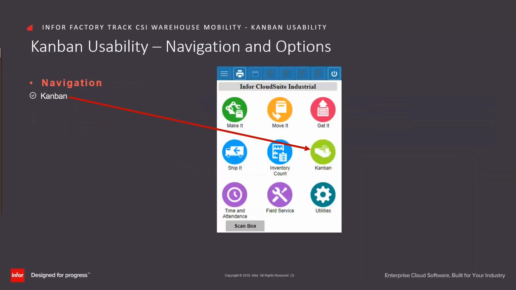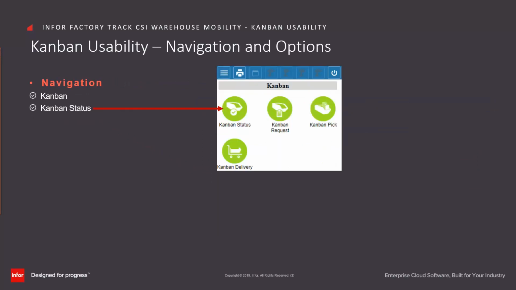To access the Warehouse Mobility Kanban operations, click on the Kanban menu icon. From the Kanban menu, you will find these features that will be reviewed in detail in this video. We have Kanban status, Kanban request, Kanban pick, and Kanban delivery.